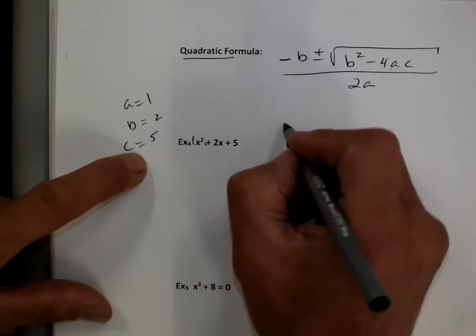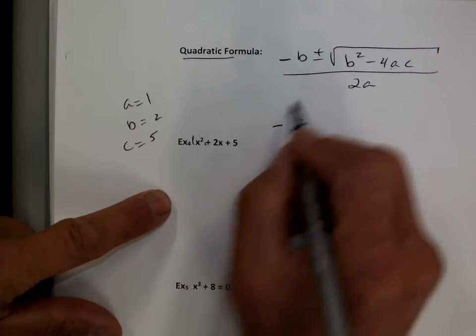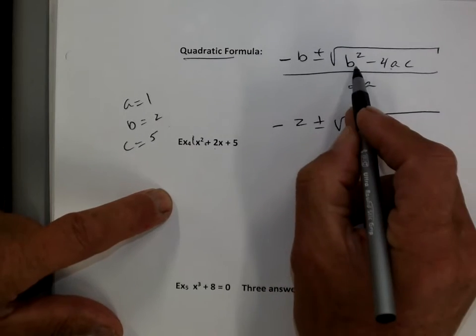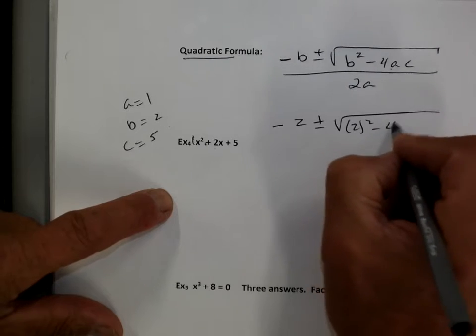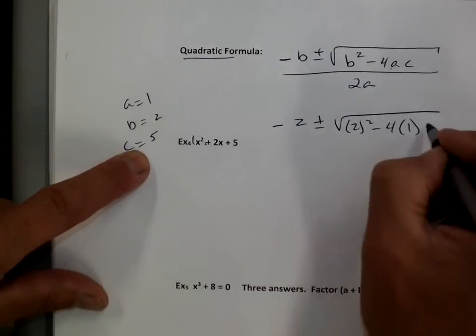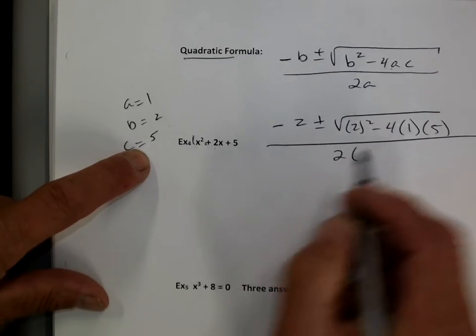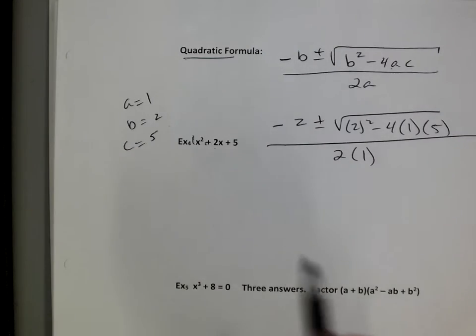So here we go. To solve this, we're going to go negative 2, because that's my b, plus or minus the square root of b squared, 2 squared, right? Minus 4 times a, which is 1, times c, which is 5, all over 2 times a, which is 2 times 1. Okay, now that's a mess, but we can fix it, okay, because we can just do the math.